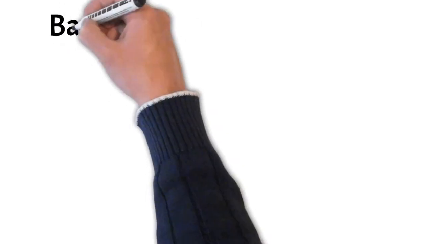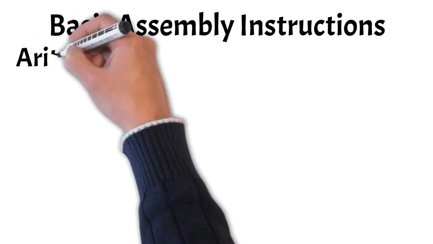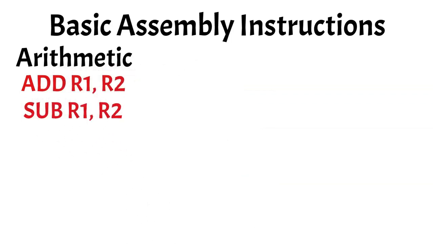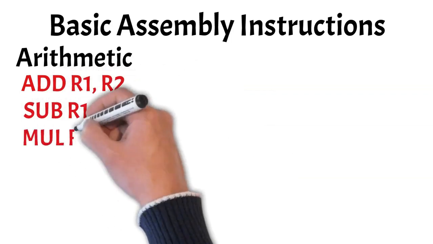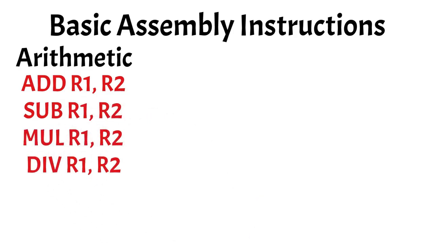Next, let's take a look at the basic assembly instructions. Basic assembly instructions fall into several categories, each serving a unique function in programming. Arithmetic instructions perform mathematical operations. Add R1, R2 adds the value in register R2 to R1, while subtract R1, R2 subtracts R2 from R1. The multiply and divide instructions perform multiplication and division respectively.